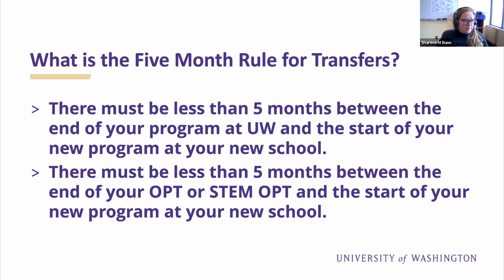So what is the 5-month rule for transfers? Basically there must be less than 5 months between the end of your program at UW and the start of your new program at your new school. If you're on OPT or STEM OPT, there must be less than 5 months between the end of your OPT or STEM OPT and the start of your new program at your new school.